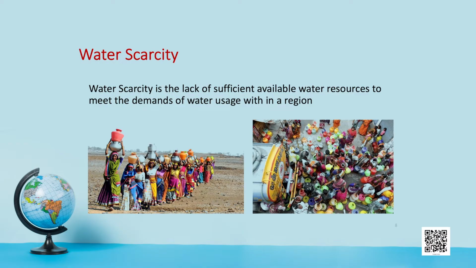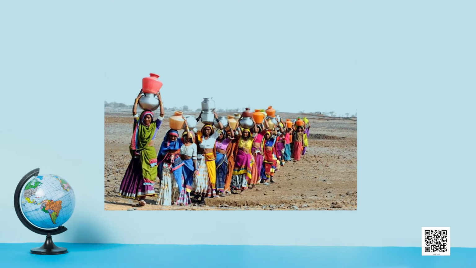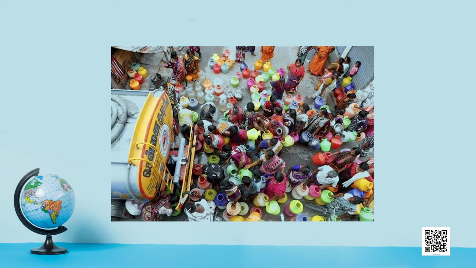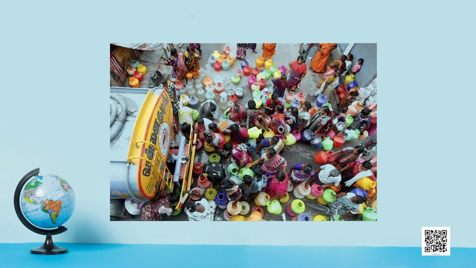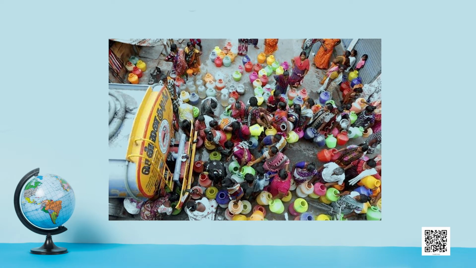Water scarcity is the lack of sufficient available water resources to meet the demands of water usage within a region. Now look at these pictures. You can see scores of women travelling tens of kilometers for a pot or two of water in the arid areas of Western India. In the second picture, again hundreds of people are struggling to fetch just a pot of water for their household in an urban slum dwelling in South India.